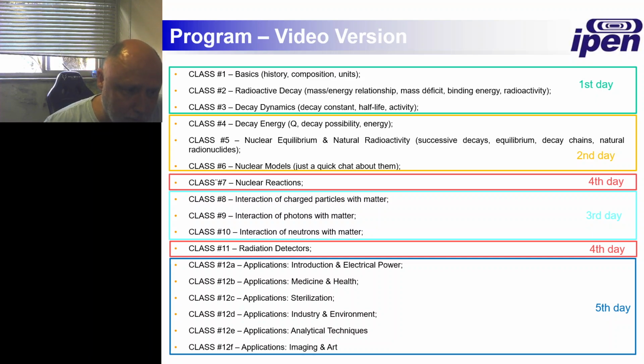Then on class number 11, just remembering each class of these is a separate video, right? Just to make things clear. On class number 11, which is the second part of my fourth day on the regular class, we talk about radiation detectors. How we detect radiation, what is a radiation detector, what can it do and what can it not do, okay? Finally, on the fifth day of my course, I usually talk only about the applications.